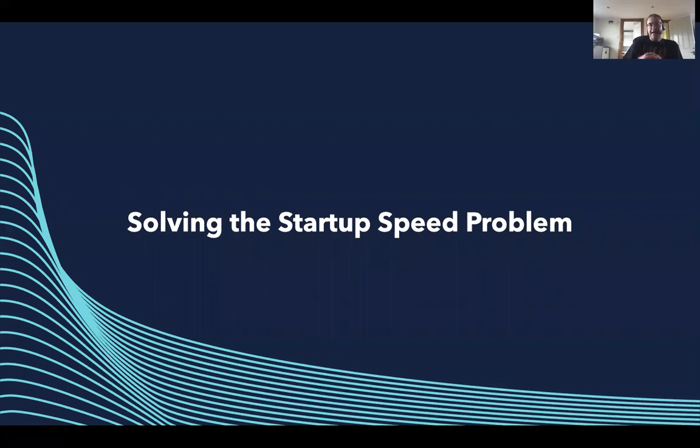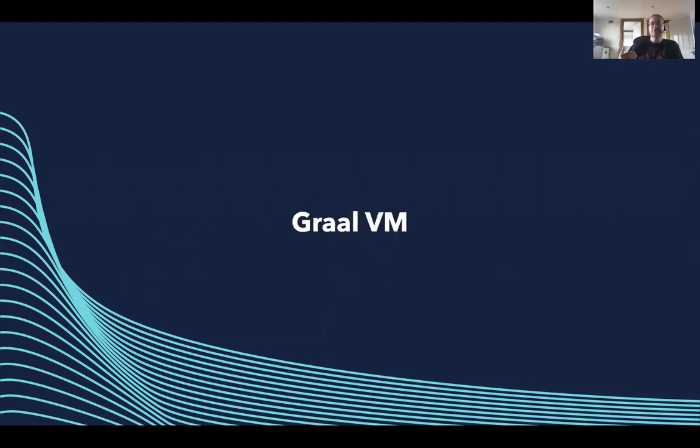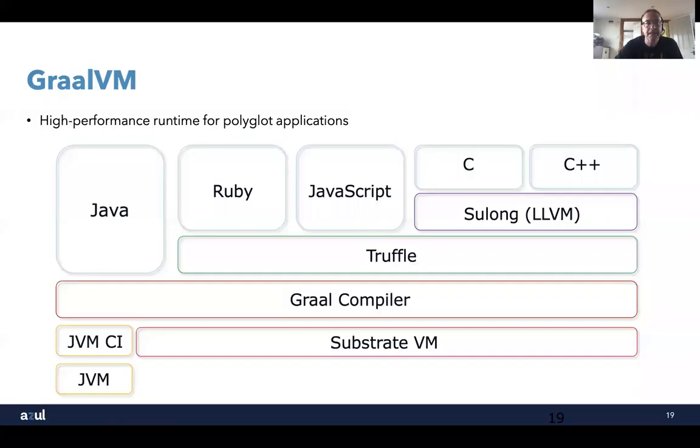Now let's look at how we can take different approaches to solving the startup speed problem. This is something in a microservices architecture where we need to think about what's the best possible approach. So one of the things that's become quite popular recently, a lot of people have been looking at this, is the Graal VM. Graal VM is a slightly different approach to how we take Java code and other language code and do something with it in terms of performance.